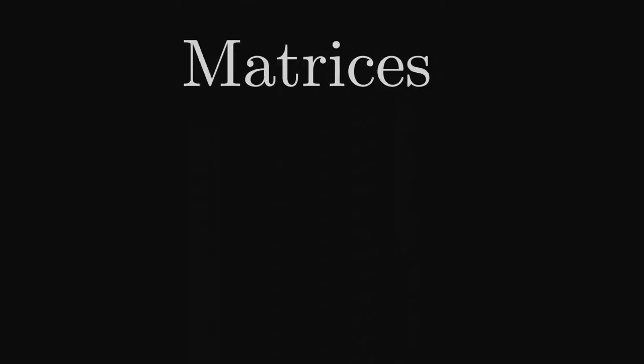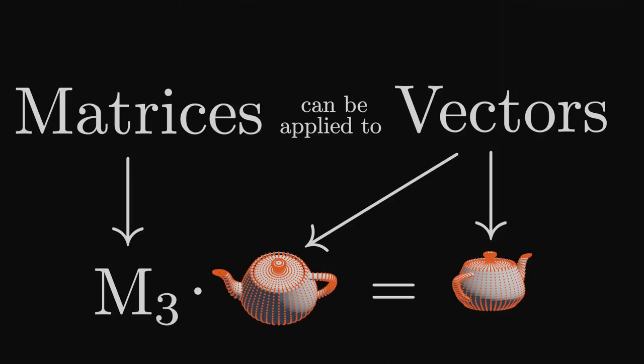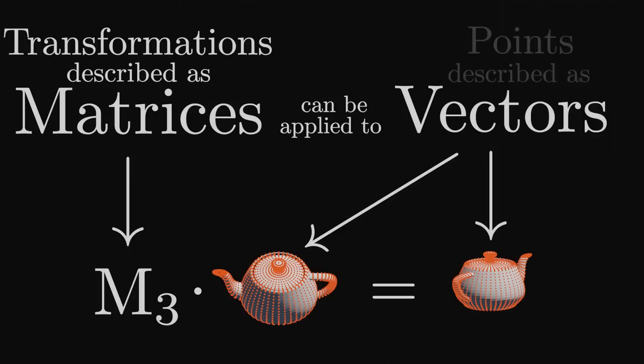Matrices are built to work on a certain kind of mathematical object called a vector. While matrices are mathematical descriptions of transformations, vectors are mathematical descriptions of points. By describing all the points in a mesh as vectors, we are able to transform that mesh by applying a matrix to all those vectors.